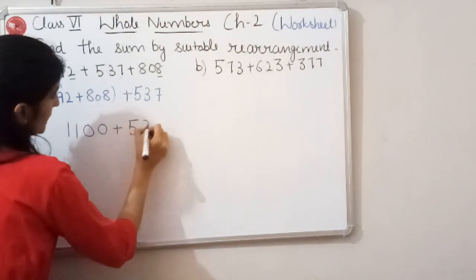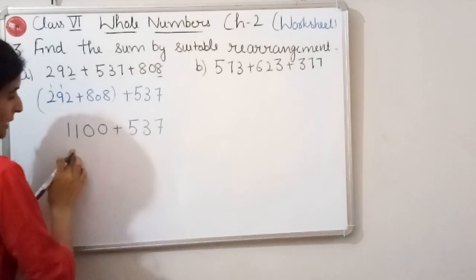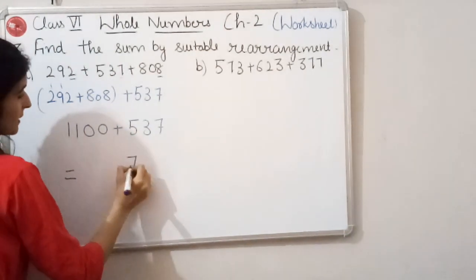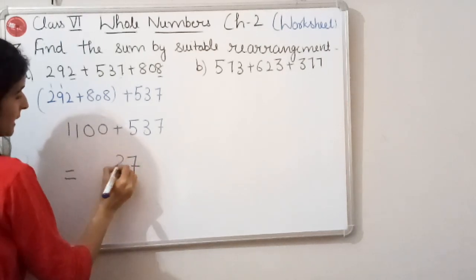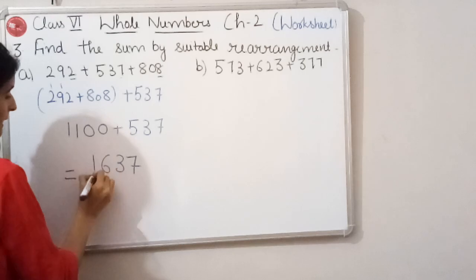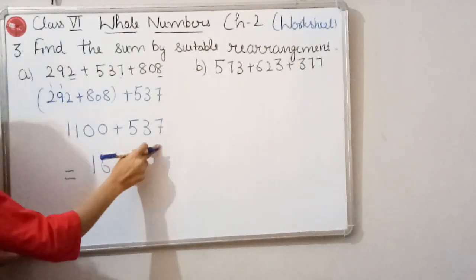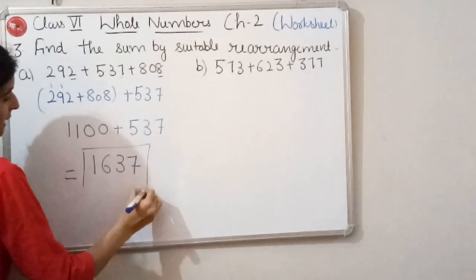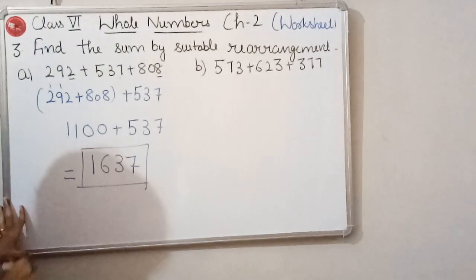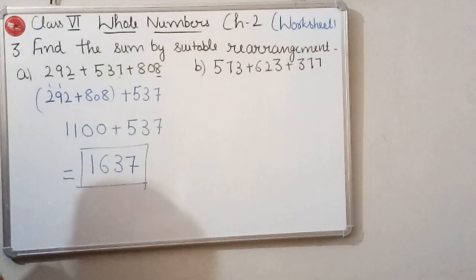Plus 537. Now 1100 plus 537. 0 plus 7 is 7. 0 plus 3 is 3. 5 plus 1 is 6 and this 1. So 1100 plus 537 is 1637. Fine. Now let's move to our B part.